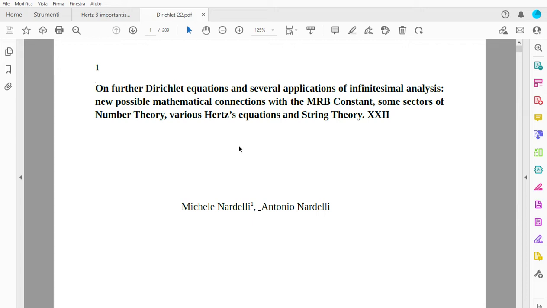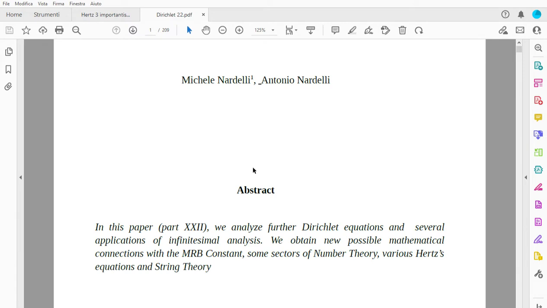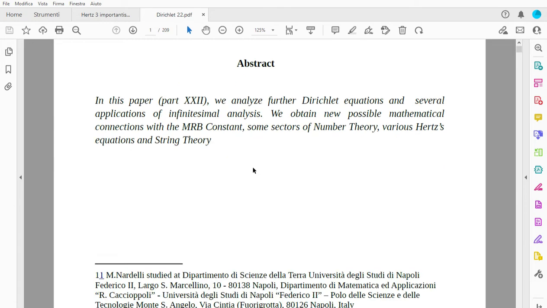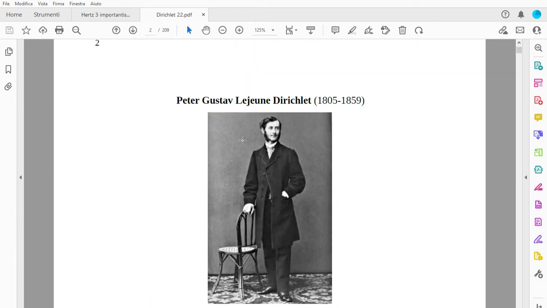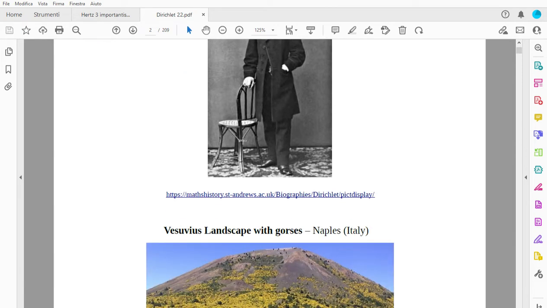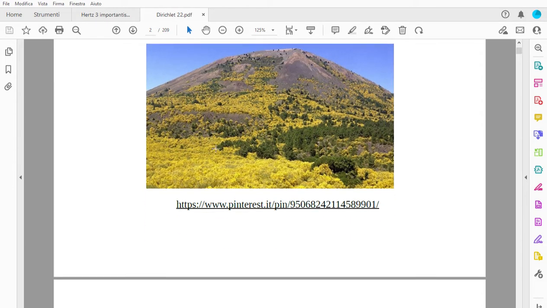In this video we deal further with the Dirichlet equation and several applications of infinitesimal analysis. We show the new possible mathematical connection with the MRB constant, some sectors of number theory, various Hertz equations and string theory. In the picture, Peter Gustav Lejeune Dirichlet and the landscape of Vesuvius, Naples.